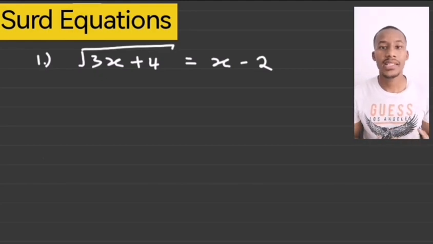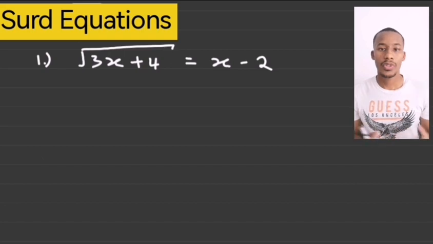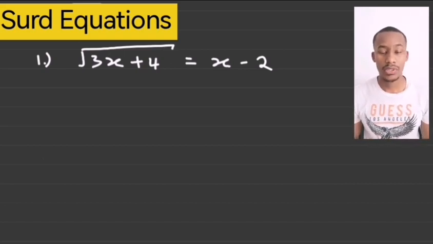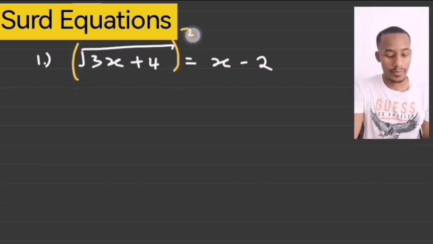Hey, what's up guys? In this video, I'd like to teach you how to solve surd equations. So we'll start off with the first one. The square root of 3x plus 4 is equal to x minus 2. First we need to square both sides.